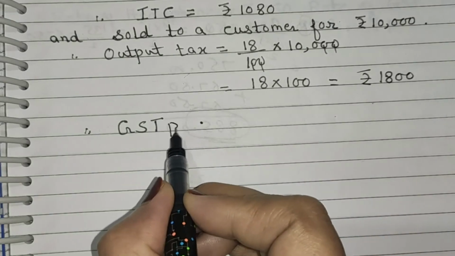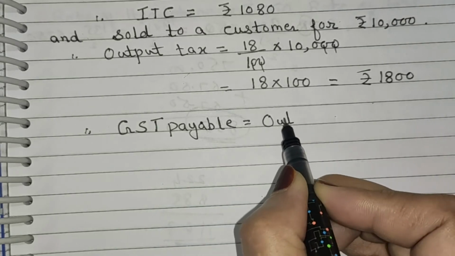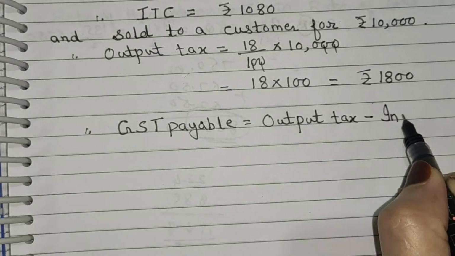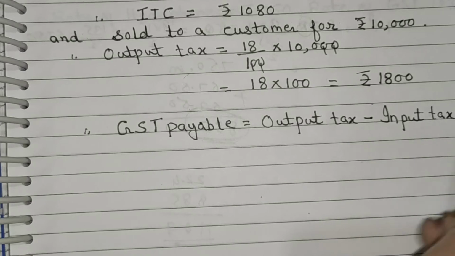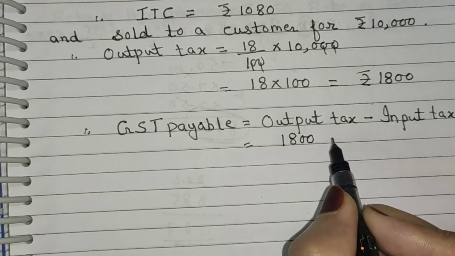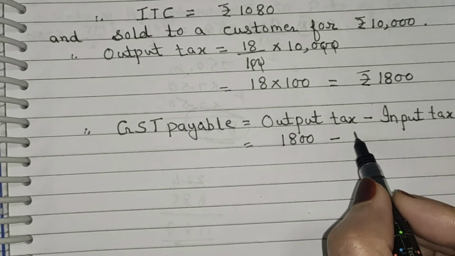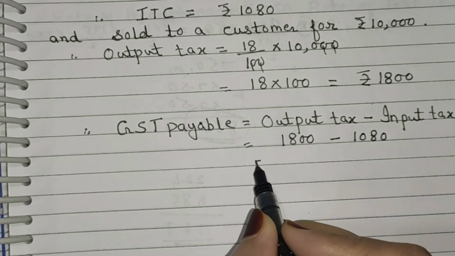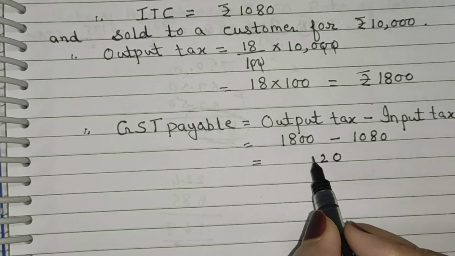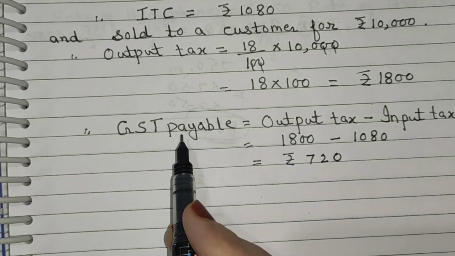GST payable is equal to output tax minus input tax. Substituting the values here, now we get output tax rupees 1800 minus the input tax, or ITC, 1080. Now solve it. We get 720. It is the value of GST.